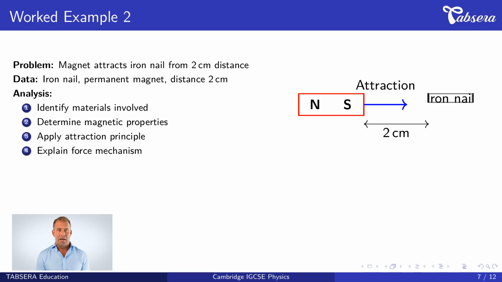Third, apply attraction principle. The magnet creates a magnetic field that extends beyond its physical boundaries. Fourth, explain force mechanism. The magnetic field induces temporary magnetism in the iron nail, creating attraction. The diagram shows the setup with the magnet, nail, and measured distance, illustrating how magnetic force acts across the gap.